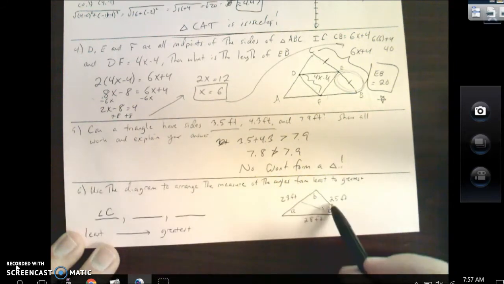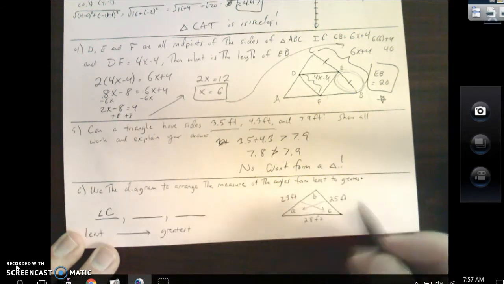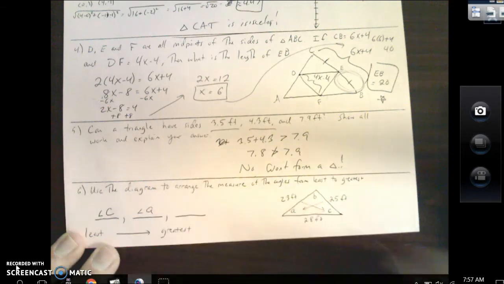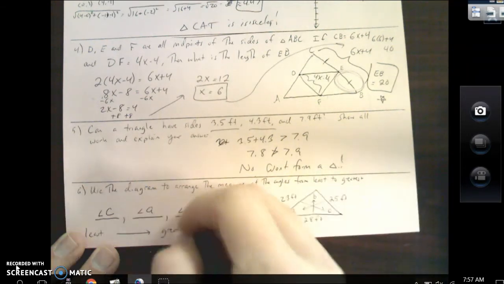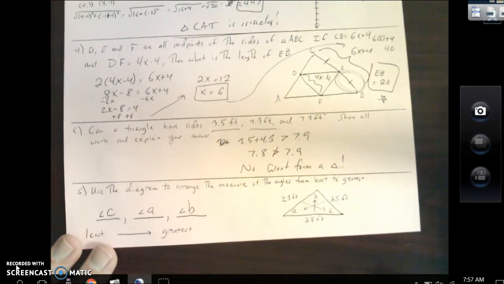Okay, my next smallest side is 25. Go opposite of it. Angle A. And then finally, my largest side is 28. Go opposite of it. Angle B. You're all set. Okay? Cool. The heavy hitter one's in the back.